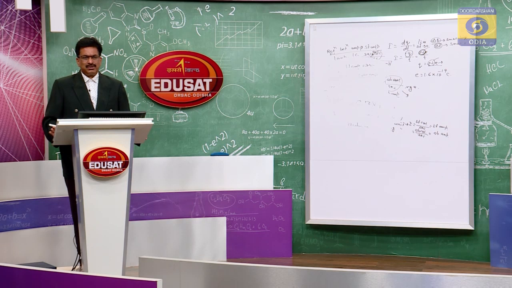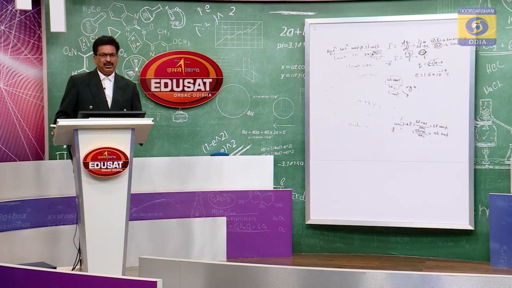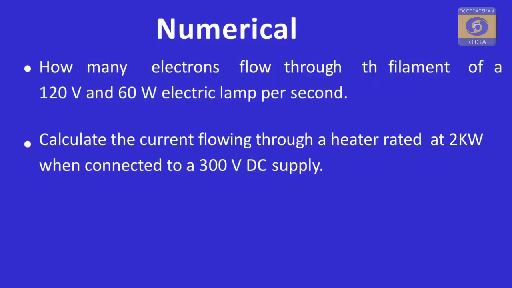Suppose I give you one of the numericals which is on your screen. It is written that if you pass 500 milliampere of current through a bulb, how many electrons will pass through it in 5 minutes? This is the question. To solve numericals with the Pandava formula, there are 5 steps.